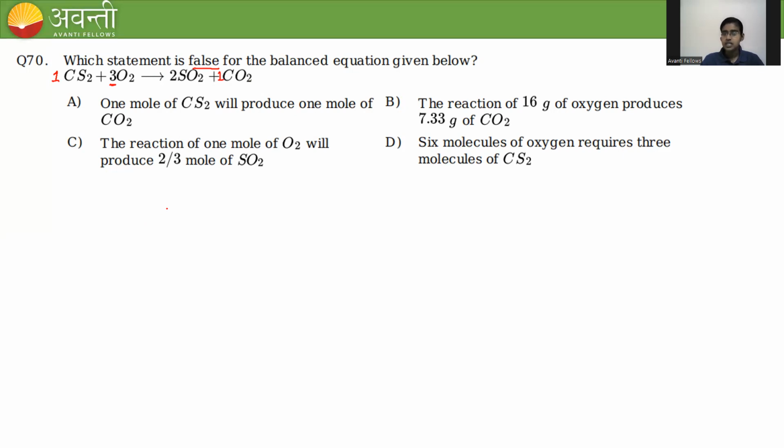And coming to option D, 6 moles of oxygen requires 3 moles of carbon disulfide. No, the ratio is 1:3. So 1 CS2 reacts with 3 O2. For 6 molecules of oxygen, only 2 molecules of CS2 are required. But here, 3 molecules of CS2 required is given. So that is the incorrect thing. Okay, so option D is false. The ratio is incorrect. Only 2 moles of CS2 is enough to react with 6 molecules of oxygen. Okay.